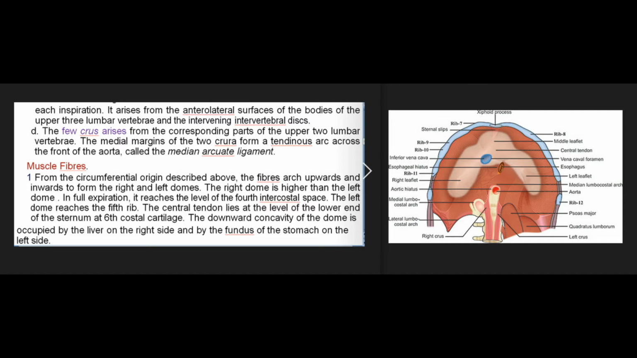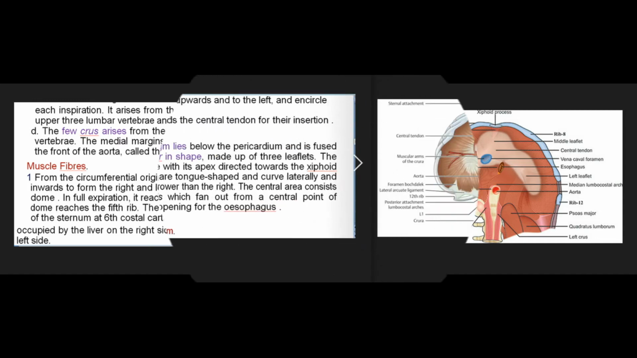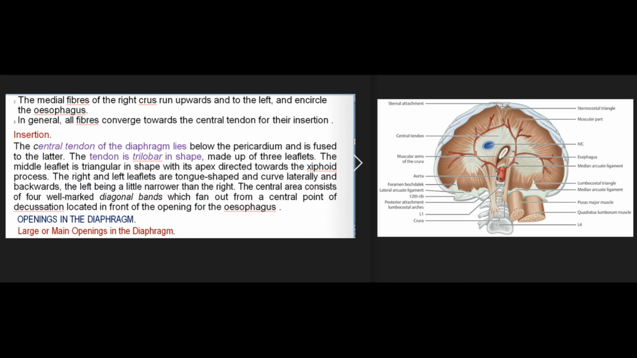The downward concavity of the dome is occupied by the liver on the right side and by the fundus of the stomach on the left side. 2. The medial fibers of the right crus run upwards and to the left, and encircle the esophagus. 3. In general, all fibers converge towards the central tendon for their insertion. Insertion. The central tendon of the diaphragm lies below the pericardium and is fused to the latter.